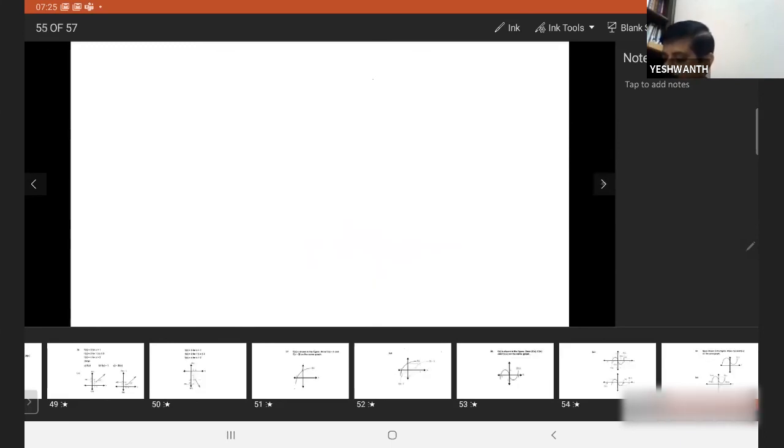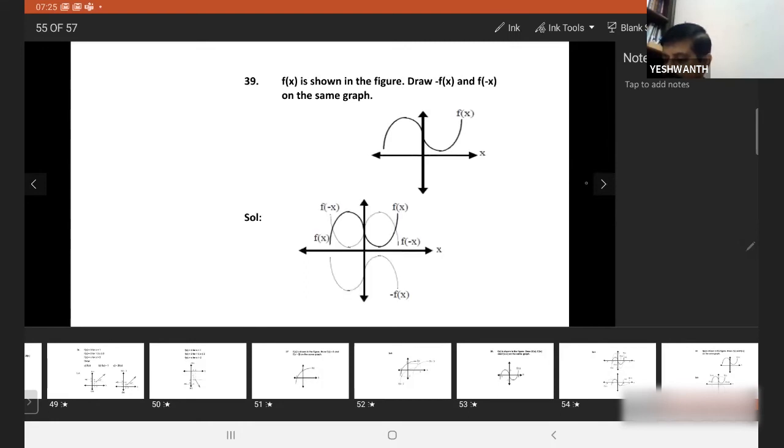So let us go to the next question. f of x is shown in the figure. Draw minus f of x and f of minus x. Same, children. Minus f of x means the negative of f of x. f of minus x means simply replace x by minus x. So the curve's direction changes at the same points. So you are given all three functions on the graph here. Please look at them and note them.